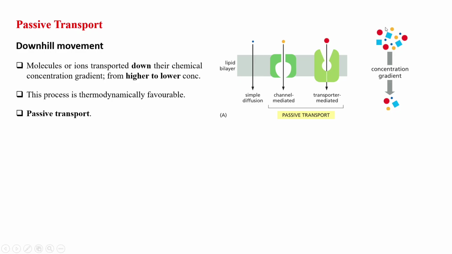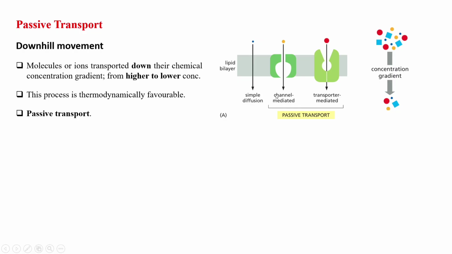As you can see, the concentration of the molecules to be transported is higher. Let's suppose this is the outside and this is the inside of the cell, so higher outside than inside, and here the molecules move down their concentration gradient. That's why it's called downhill movement. But there are three different types of movements: simple diffusion, channel mediated, and transporter mediated.